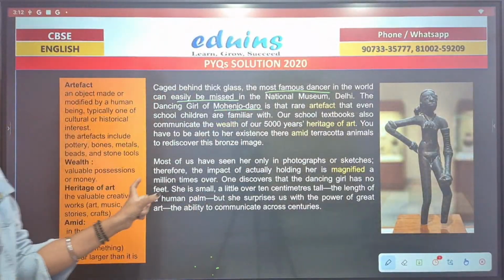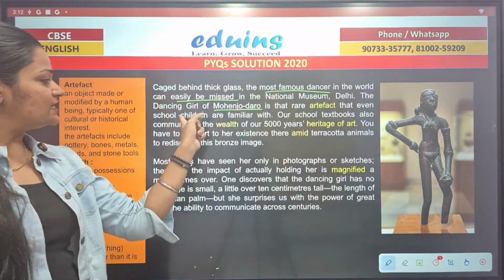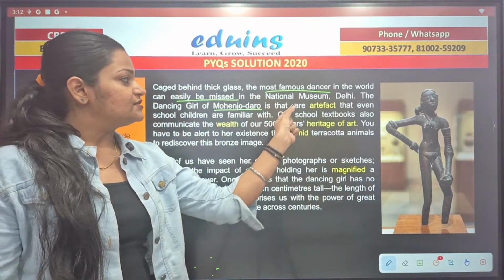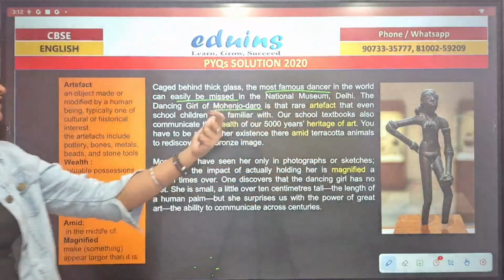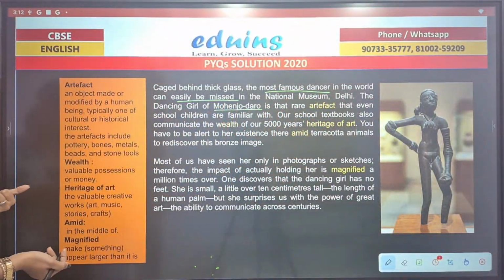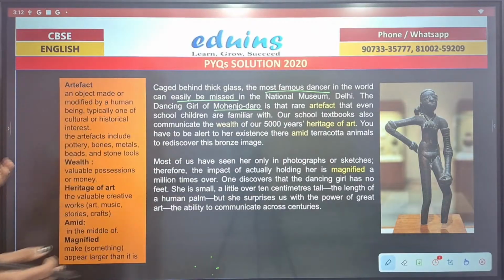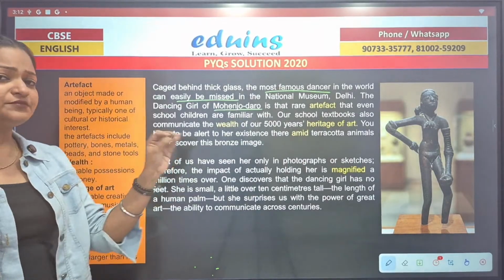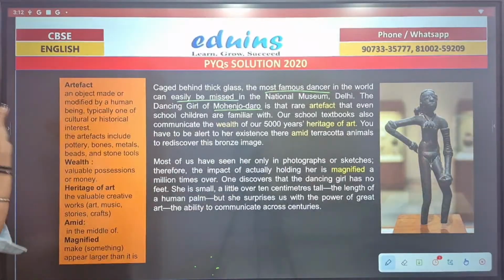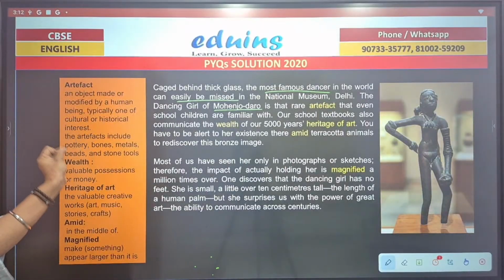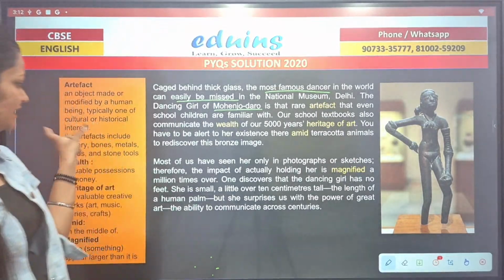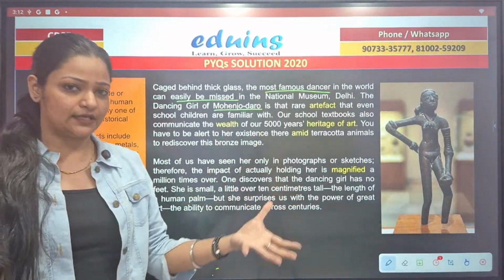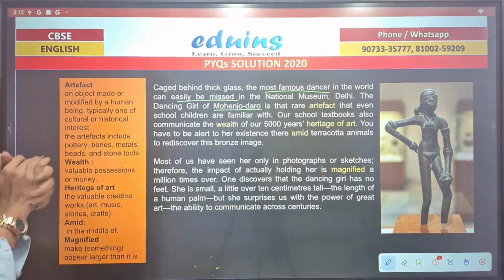So in Mohenjo-daro, we discovered this dancing girl. Is that our artifact? Now, what is the meaning of artifact? Artifact means an object made or modified by a human being, typically one of cultural or historical interest. That means it's a handmade thing, something people have made with their hands.